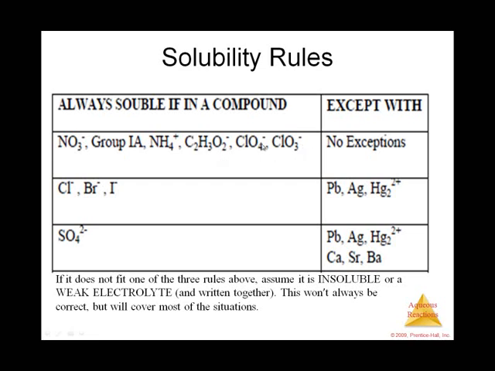And then there are some that are soluble with some exceptions. So your halogens, your chlorine, bromine, and iodine, with the exception of those 3 that are pretty close to each other on the periodic table: the lead, the silver, and the mercury. And the same 3 are exceptions on the sulfates. So sulfates are going to be soluble unless they're with those 3 or the 3 that are together in group 2. Okay? So there's really no way around memorizing these.